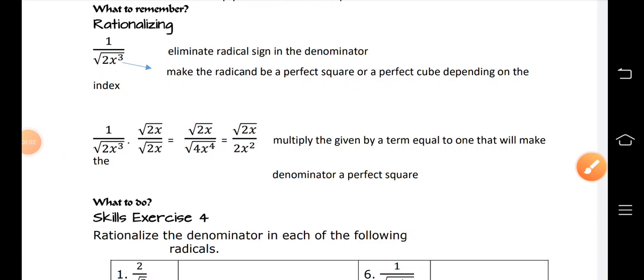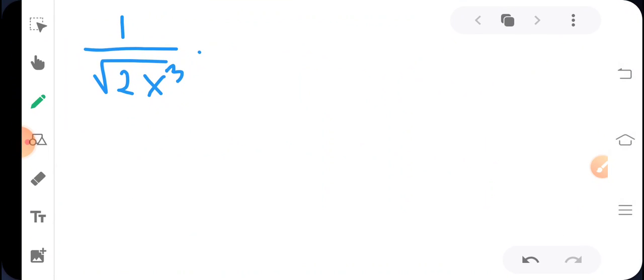This time we are going to study how to evaluate or simplify rational expressions with a radical sign in the denominator. Let us take some examples. Let's say we have 1 over the square root of 2x cubed.